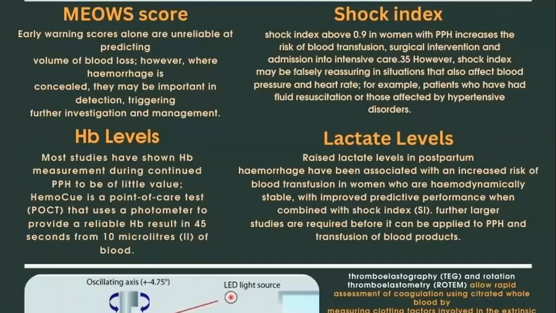Okay, last one is the lactate levels. Can we depend on lactate levels to quantify the blood loss or not?